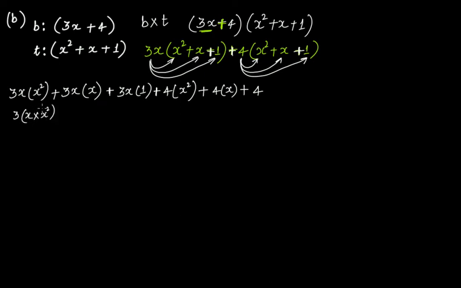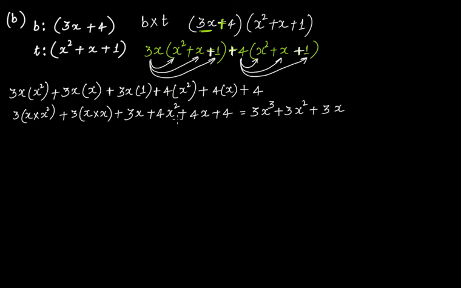Remember, we always group together the same variables and then we multiply them. Then you have plus again 3x multiplied by x. In this case, 3x multiplied by 1, it means you'll get 3x. This is 4x squared, this is 4x, and this is 4. From here you get 3x cubed plus 3x squared plus 3x plus 4x squared plus 4x plus 4.